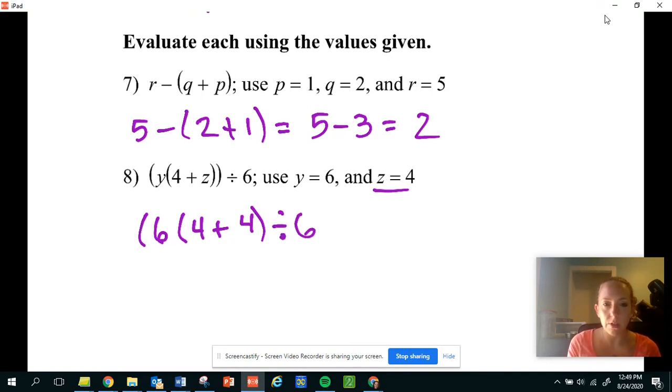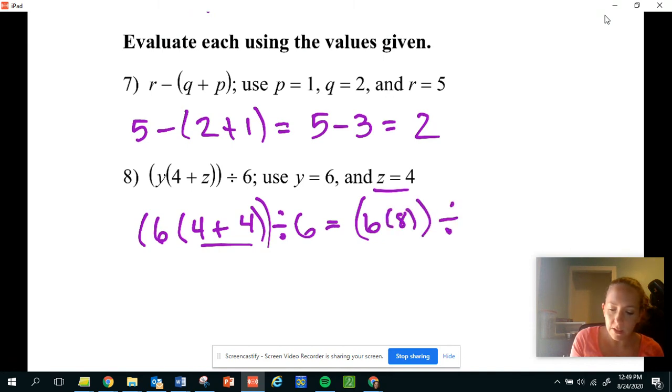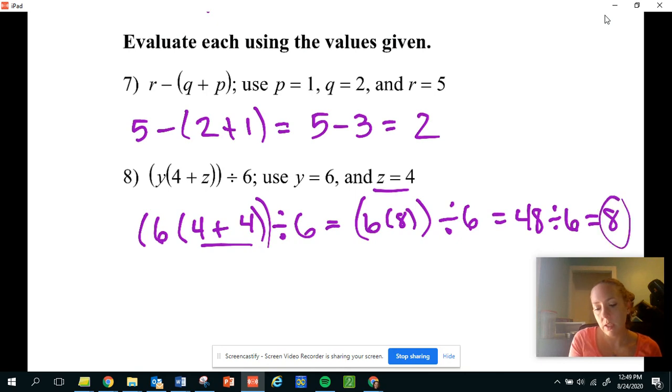So order of operations says that we do parentheses first. And if you ever have parentheses inside parentheses, you always start at the inside parentheses first and then work your way out. So I'm going to start here, 4 plus 4. So 4 plus 4 is going to be 8. So that's going to be 6 times 8 divided by 6. Now 6 times 8 is 48. Divided by 6 is 8.